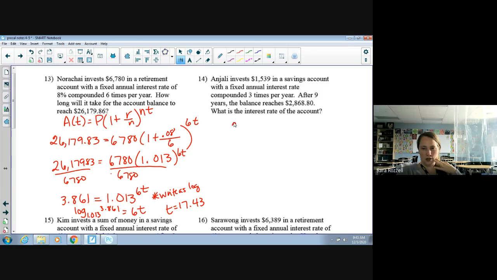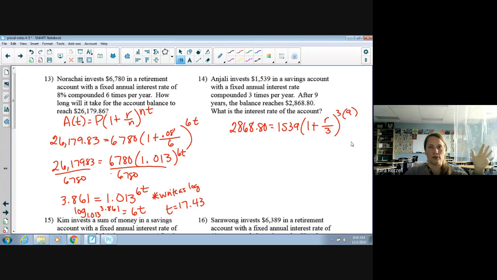So it's the same equation. We got 2868.80, 1539 times 1 plus, I don't know my rate, and that's raised to the 3 times 9. So if we are trying to get this r by itself, we don't have a variable in the exponent, so logs aren't going to come into play. This is all just stuff with powers that you've done before.